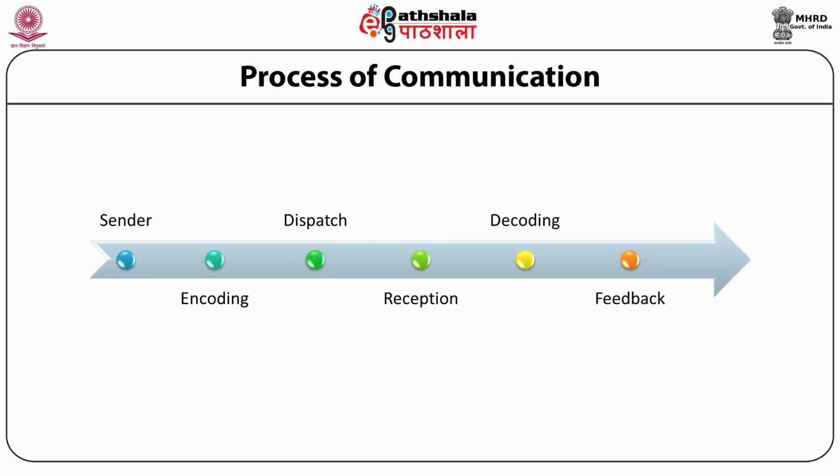Sender. When an idea or information is generated in the sender's mind, the communication cycle begins. The sender should have some idea which he wants to convey to the receiver. Encoding. Sender cannot convey his idea until he gives some form to that idea. The process of converting thoughts into any form of message, which may be verbal or non-verbal, is called encoding. In simple words, giving shape to the idea is called encoding.